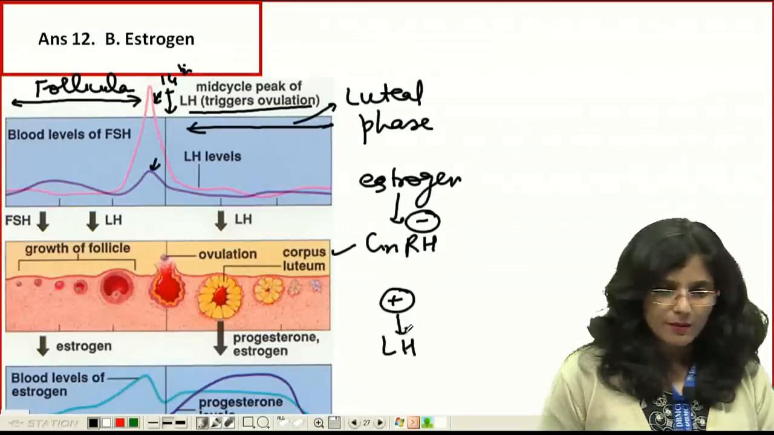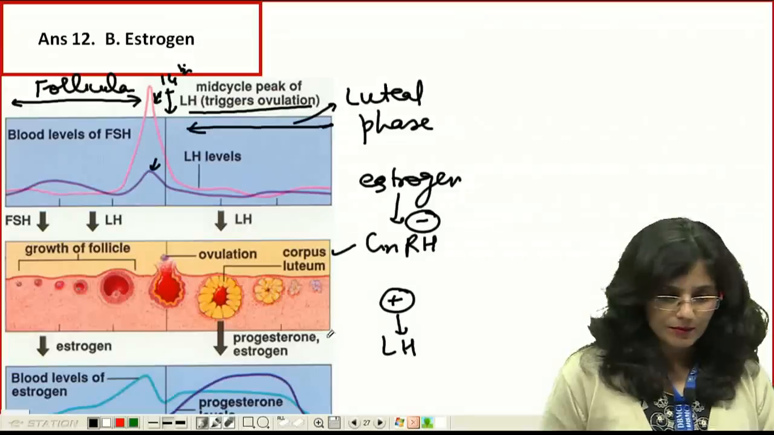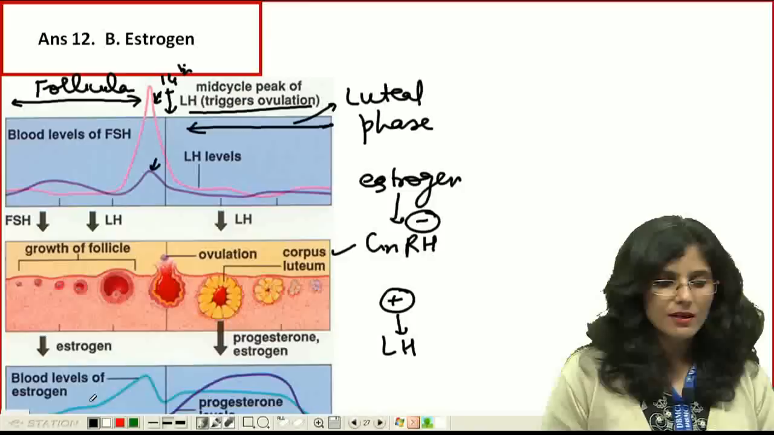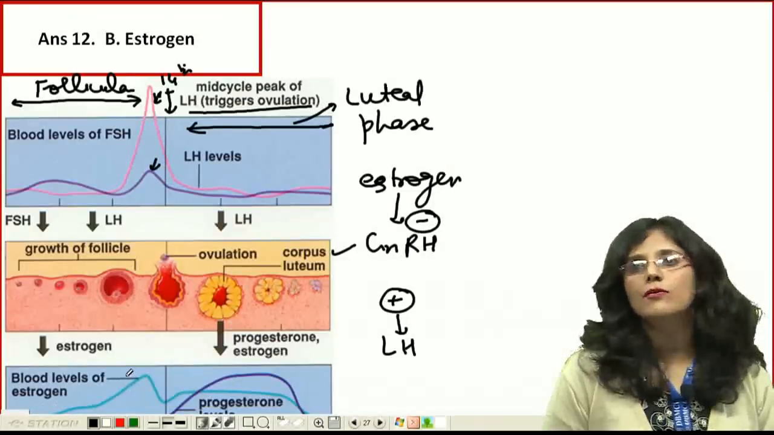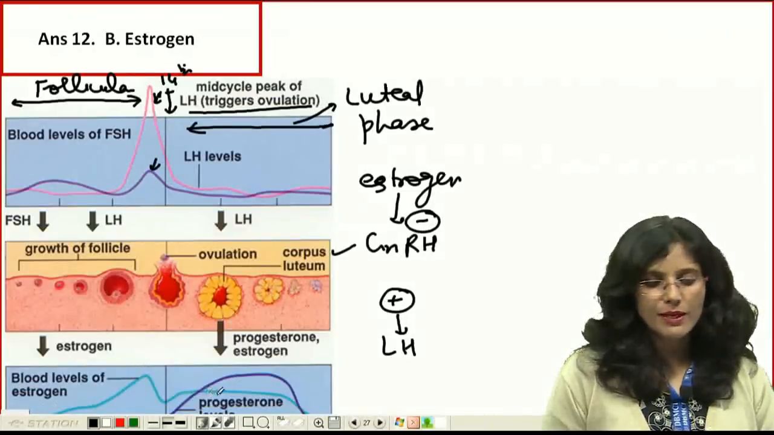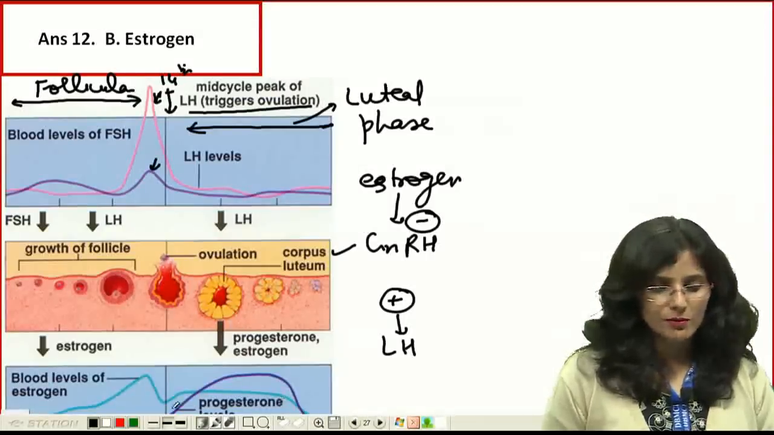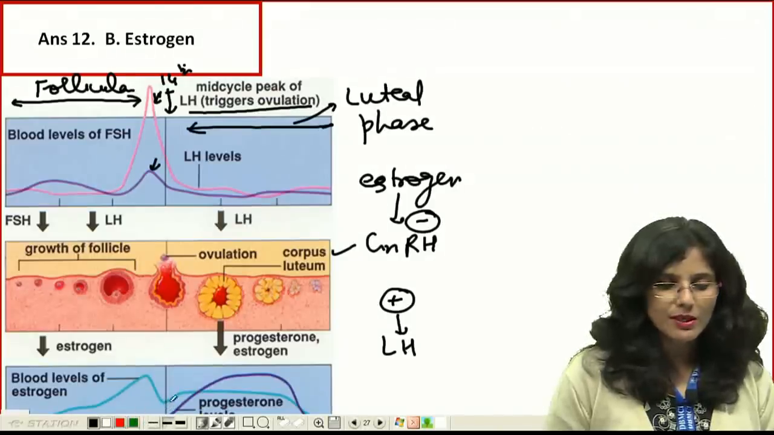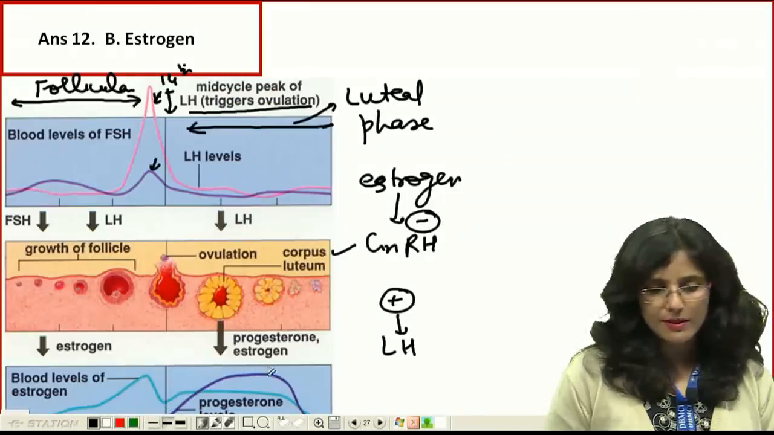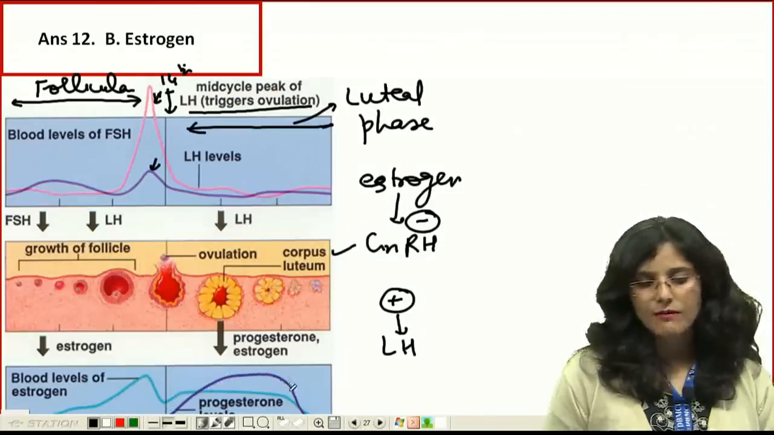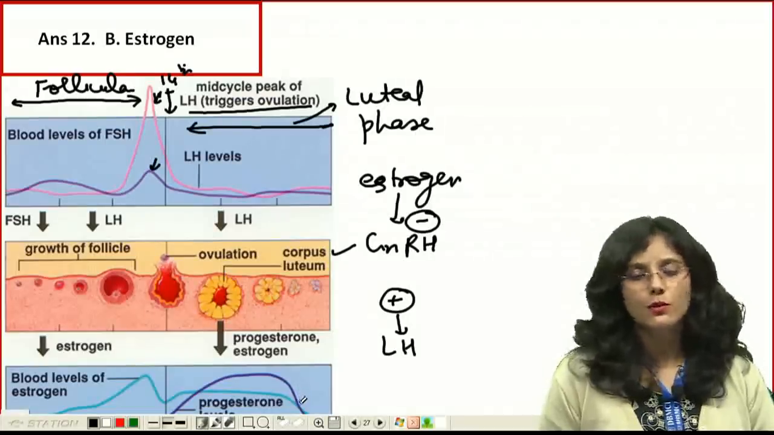You see about the estrogen level, it is continuously increasing in the follicular phase, and it is also maintained up to a measurable level in the luteal phase also. Progesterone was low initially and it starts increasing, and it reaches a very high level to maintain the pregnancy in the luteal phase.